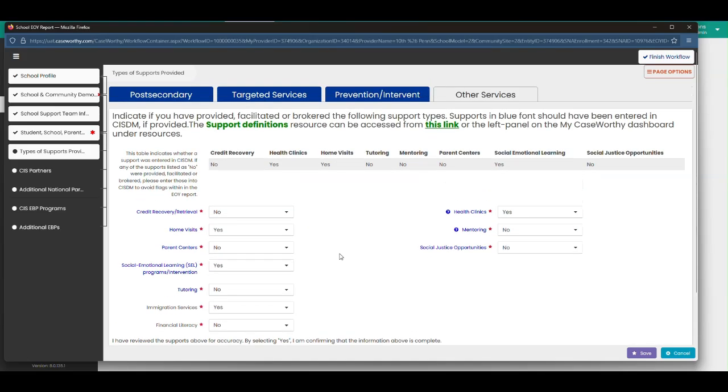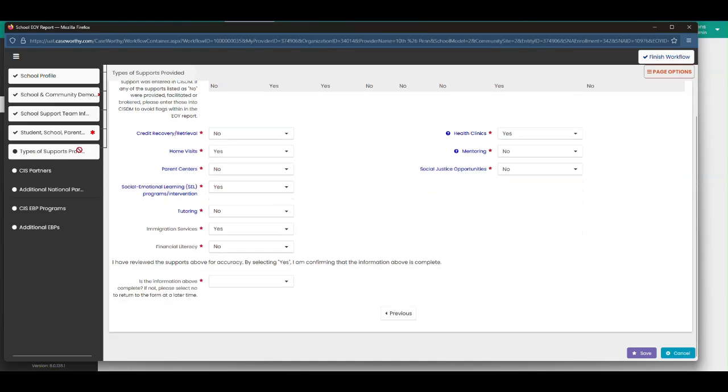And we'll finish it out. Okay, so for the last step on this section of the workflow: is the information above complete? This is a place where you can bookmark it, right? You have to get this done by the 19th, so you might be going through it.